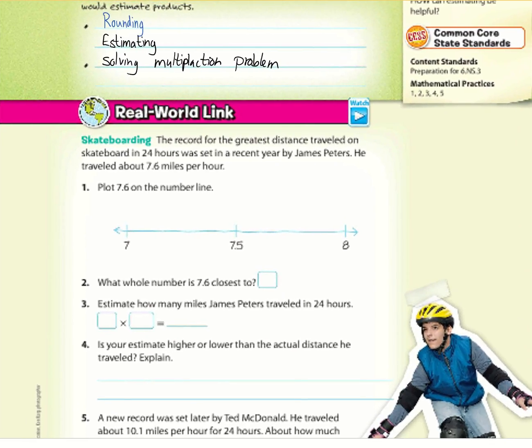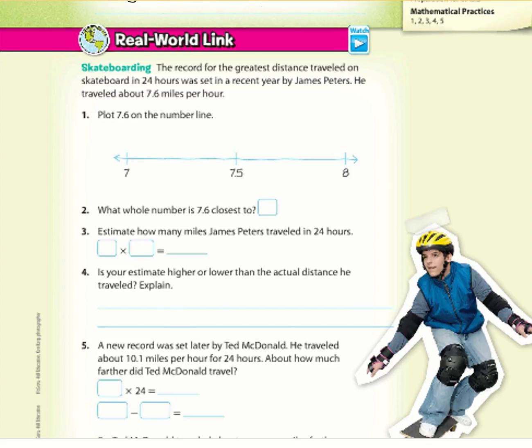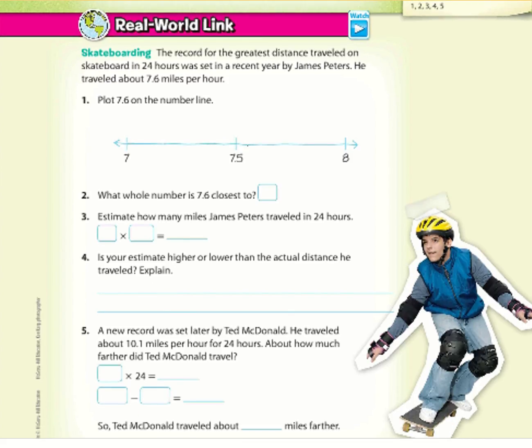So the real world link, skateboarding. The record for the greatest distance traveled on a skateboard in 24 hours was set in a recent year by James Peters. He traveled about 7 6/10 miles per hour. So we're going to plot 7 6/10 on the number line. So we have 7, 7.5, and 8. If 7 5/10 is here, then 7 6/10 is going to be to the right of it.